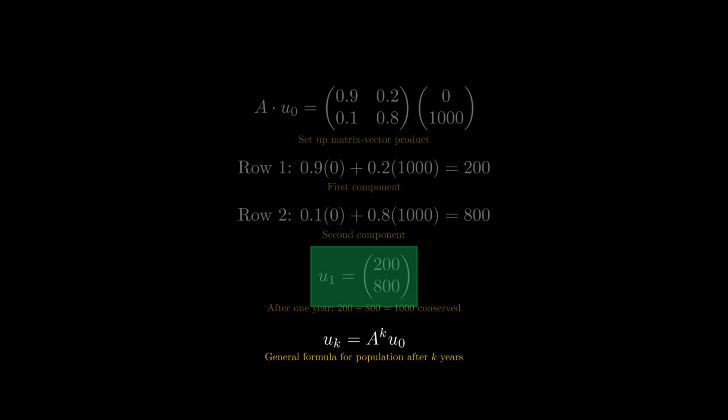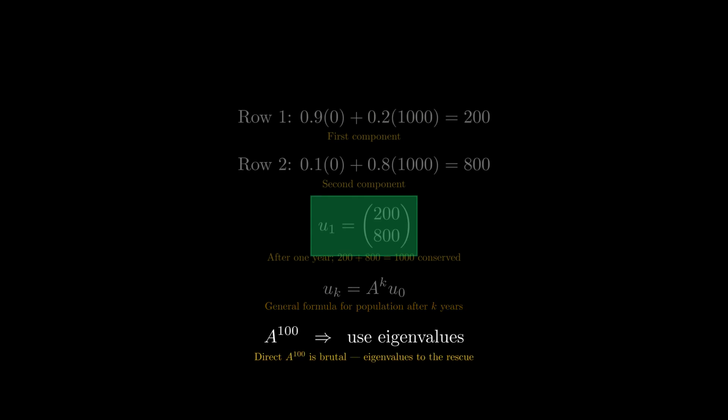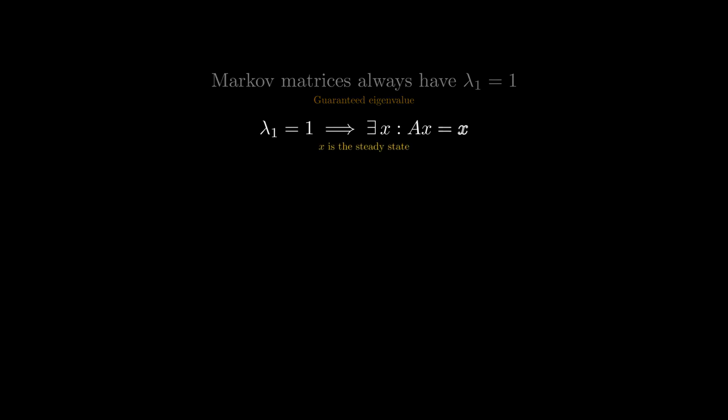After k years, the population vector u sub k equals A to the k times u sub 0. One step was easy, but computing A to the 100th power directly, brutal. That's where eigenvalues earn their keep. Every Markov matrix has a special eigenvalue. Lambda equals 1, always. And here's why it matters. If lambda equals 1 is an eigenvalue, then there's a vector that A leaves unchanged. That vector is the steady state.